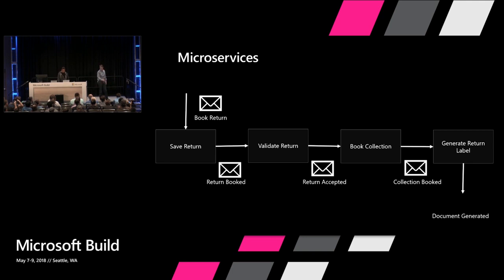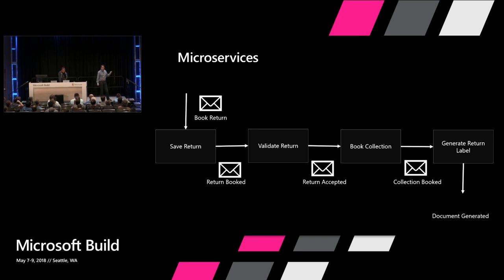It's a microservices-based architecture, so we've got a load of building blocks, very small pieces of code, forming the workflow, and it's very event-driven. So from the moment you book the return, it goes into a validation process, and then once the return's been accepted, we book a collection with a courier, so they'll come to your house and pick it up, and then we generate a returns label.